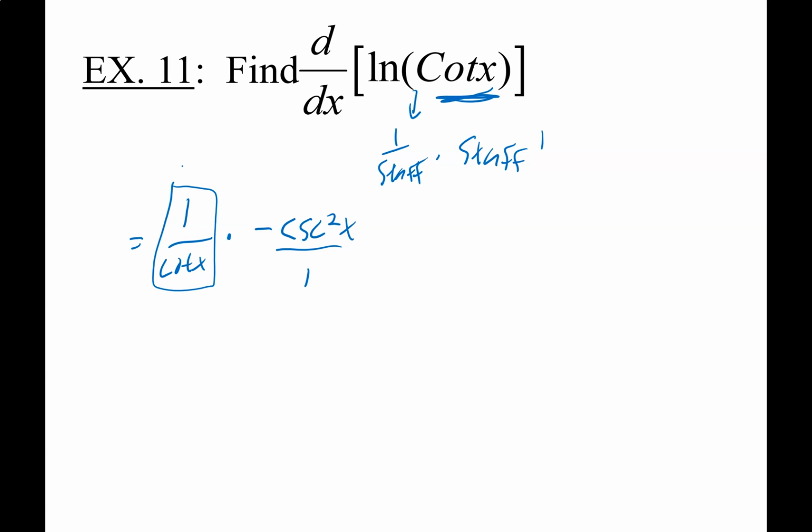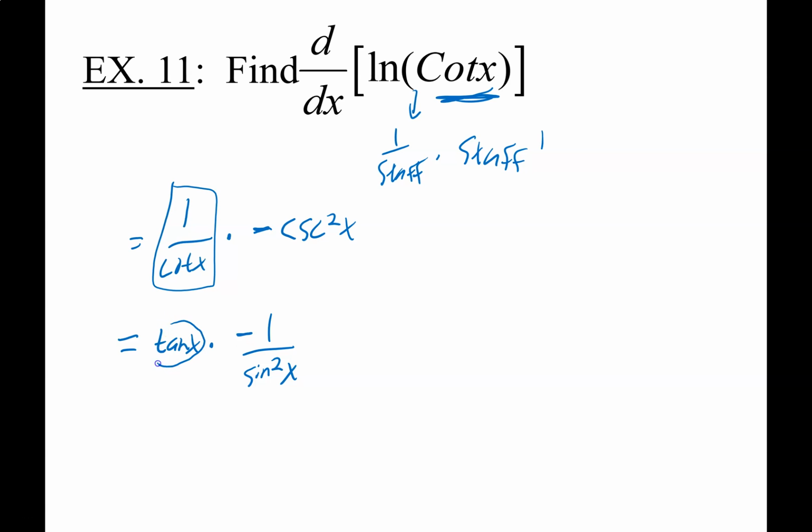Now, to kind of clean this up, I'm going to do this. When I think about 1 over cotangent, I'm thinking of the reciprocal of the cotangent, which I know from pre-cal is just tangent x. Now, cosecant squared over 1 is just cosecant squared, which I hope you remember is simply the reciprocal of the sine squared. And then since this was negative, I am going to keep my negative sign.